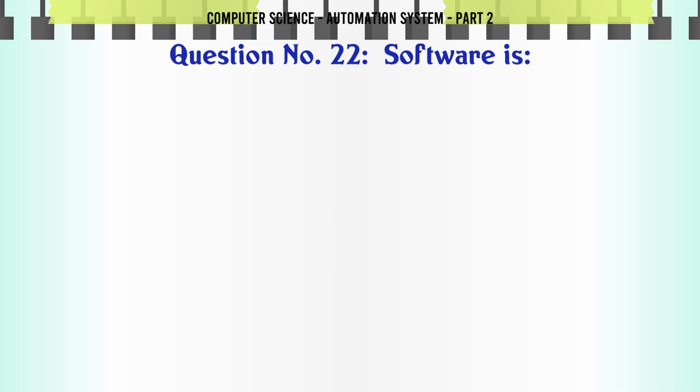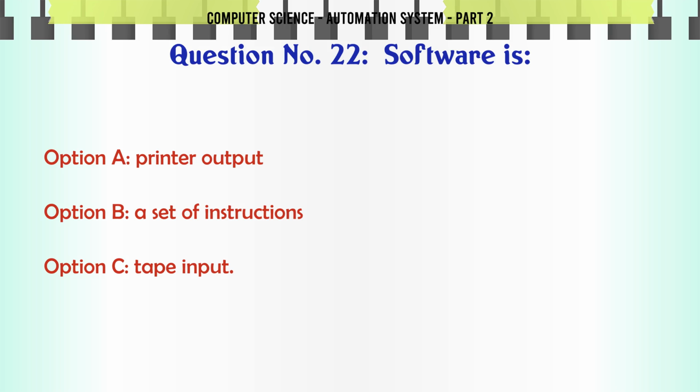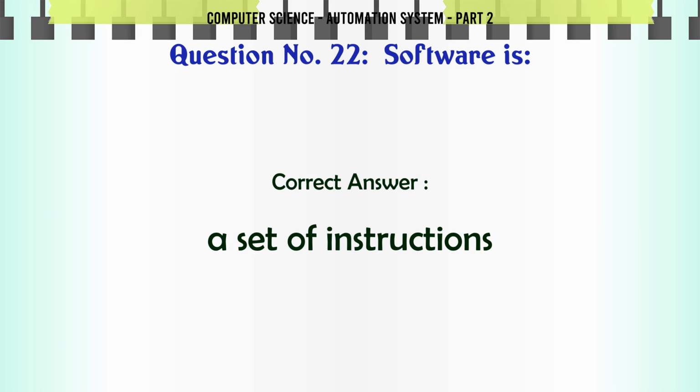Software is A. Printer output, B. A set of instructions, C. Tape input, D. A programming language. The correct answer is a set of instructions.